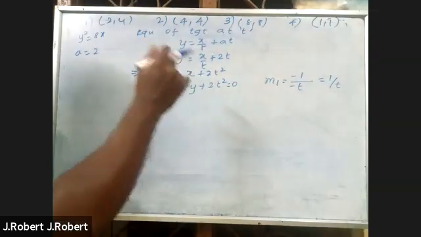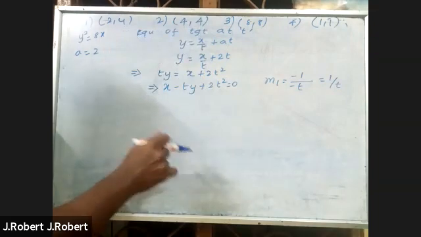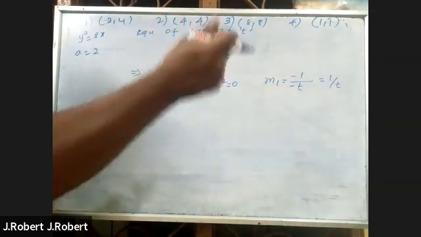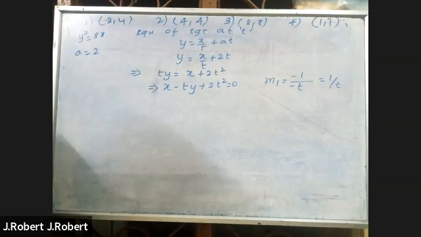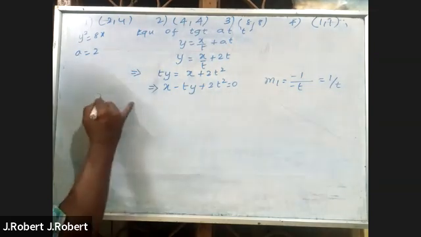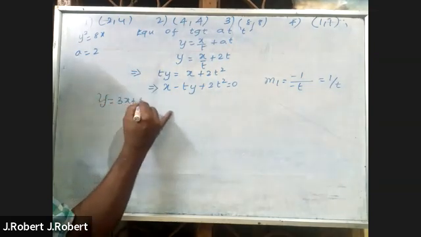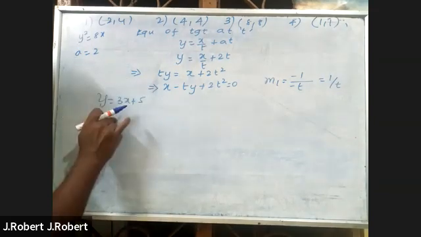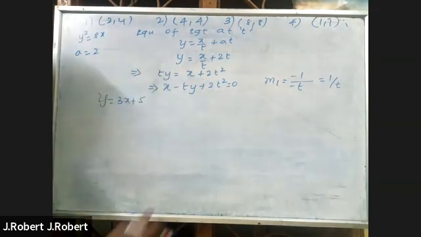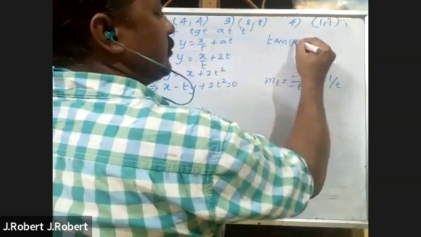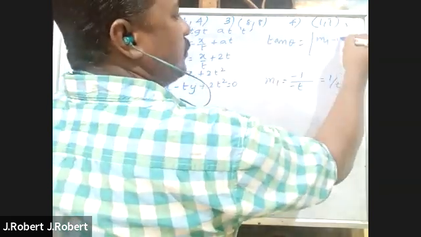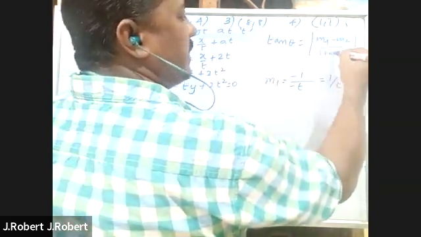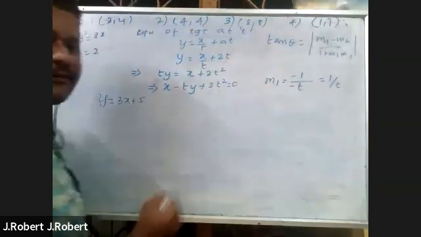Next one, what does he do? He has given this slope and this line, and another line. The other line is given that y equals 3x plus 5. So this is of the form y equals mx plus c. The line makes an angle of 45 degrees. We know the formula tan theta equals (m1 minus m2) divided by (1 plus m1 m2). That is what we are going to use. The angle is given, tan 45 degrees.